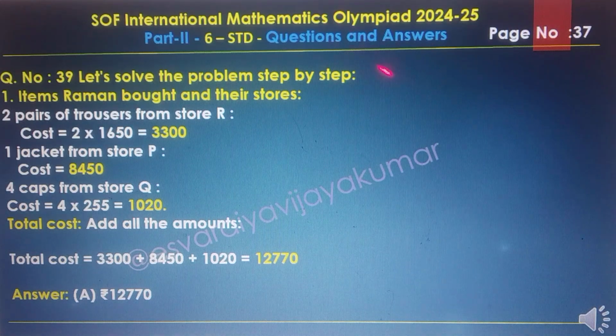Let us solve the problem step by step. The items Raman bought: 2 pairs of trousers from store R, cost equals 2 into 1650 equals 3300. 1 jacket from store P, its cost is 8450. 4 caps from store Q, 4 into 255, we are getting 1020. The total cost, adding all the amounts 3300, 8450 and 1020, we are getting 12,770. That is the final answer A, rupees 12,770.